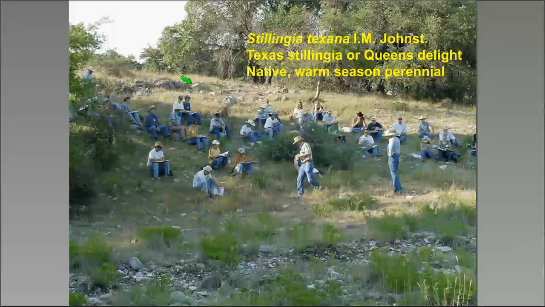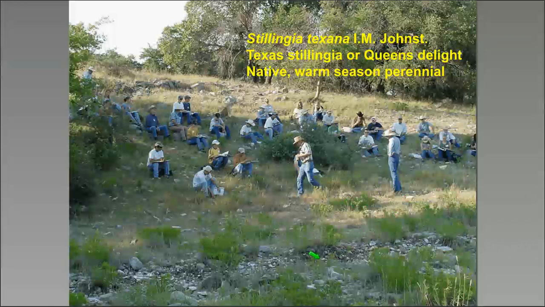Now, I'm going to be pushing along for just a couple of minutes, so hang in there with me, please. Look at all these green plants down in this dry creek bottom. When I get close to it, I find out that it is Stillingia texana, one of the 3 Queen's Delights or Stillingias that we have here in Texas.